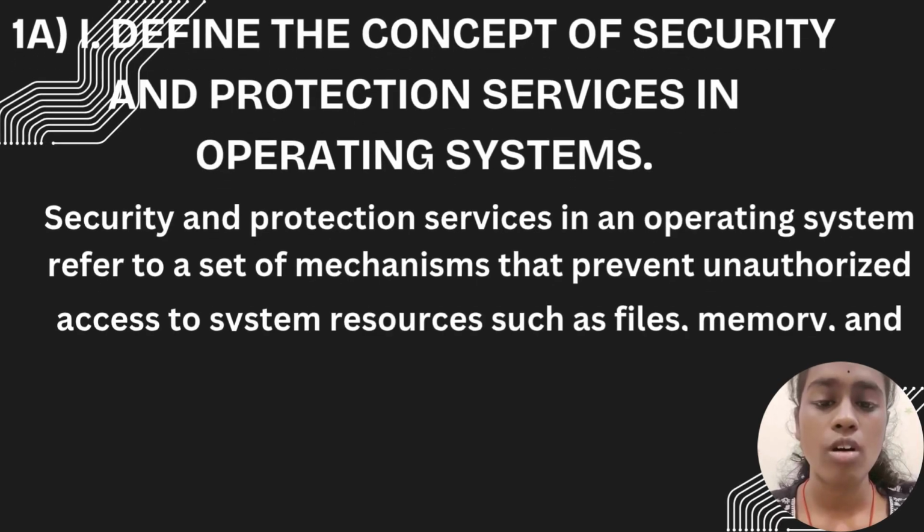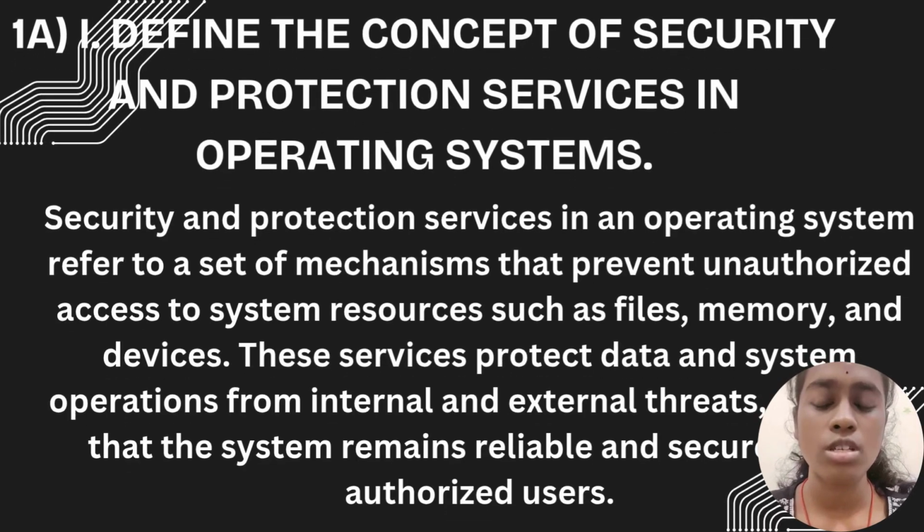Define the concept of security and protection services in operating system. Security and protection services in operating system refer to a set of mechanisms that prevent unauthorized access to system resources such as file, memory, and devices. These services protect data and system operation from internal and external threat, ensuring that the system remains reliable and secure for all authorized users.